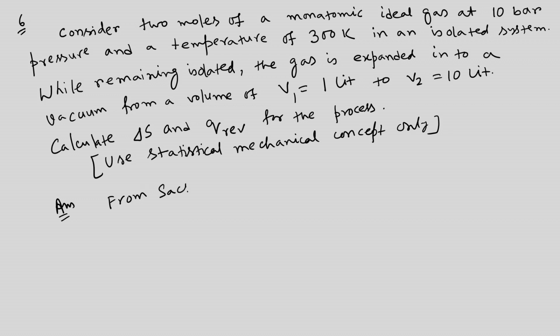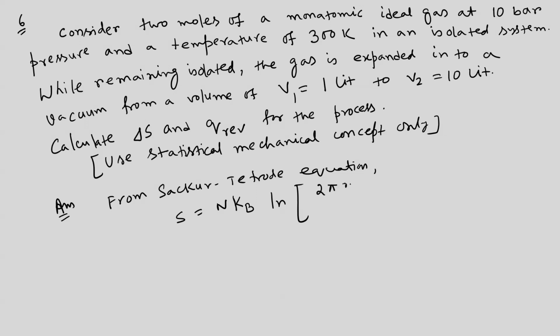So, from Sackur-Tetrode equation, we know the expression of entropy S is n times kb, n is the number of particles, kb is the Boltzmann constant, and then you have logarithm of (2 pi m kb T by h squared) to the 3 by 2, V by N, and e to the 5 by 2.